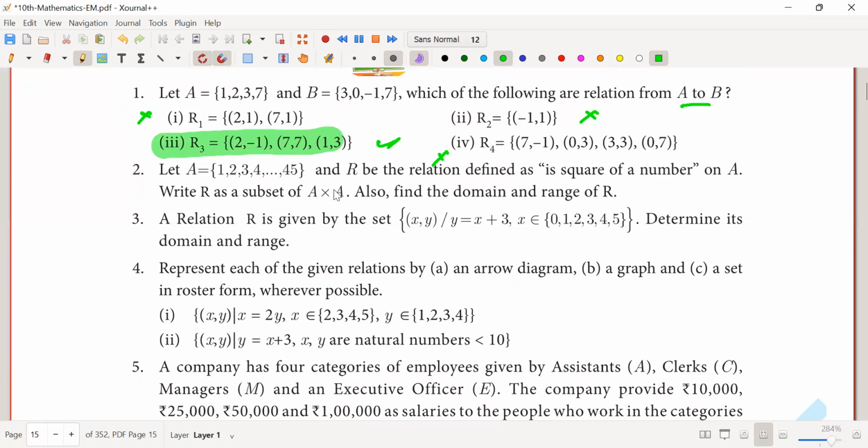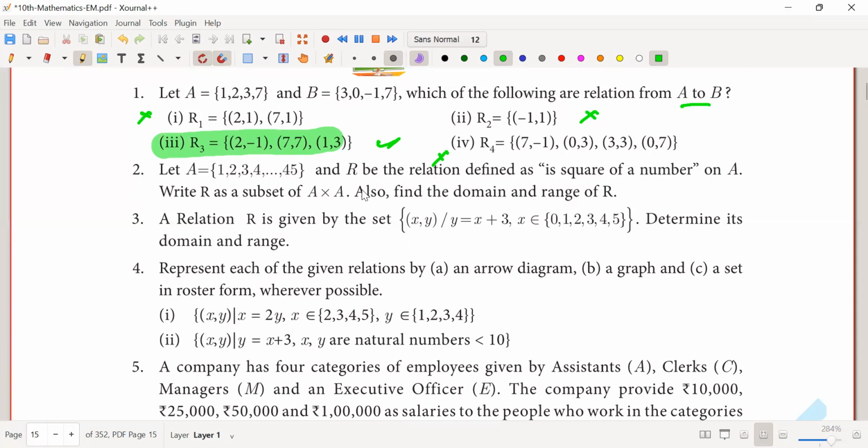So what would be the domain? Domain would be only 1, 2, 3, 4, 5, 6. What would be the range? The number which is related: 1, 4, 9, 16, 25 and 36. That would be the domain and also the range. Right? Another number also can be related in some ways, but we have to specifically see the result.